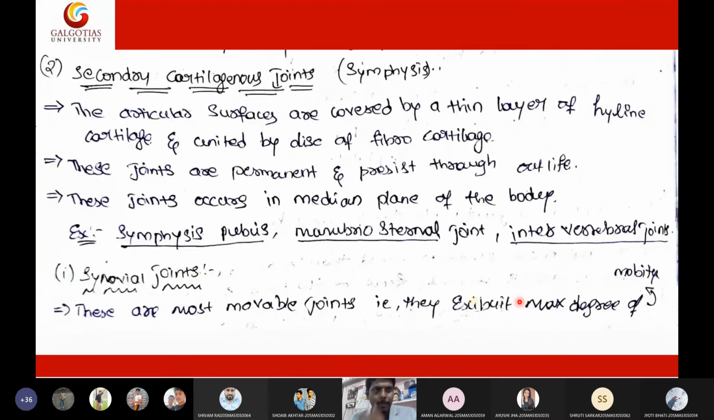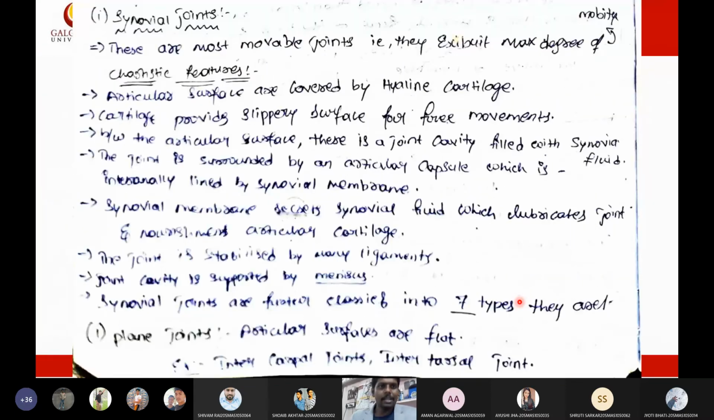So coming to the synovial joints. Before discussing them, first let us look at certain characteristics and properties of synovial joints. Synovial joints are the most mobile joints, that means they can exhibit the maximum degree of mobility. Some basic characteristic features include that the articular surfaces are covered by hyaline cartilage.